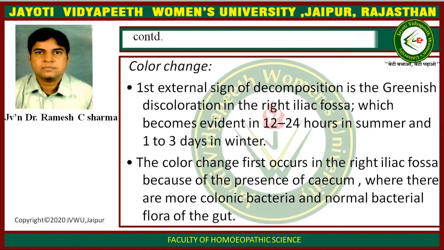Color changes. The first external sign of decomposition is the greenish discoloration in the right iliac fossa, which becomes evident in 12 to 24 hours in summer and 1 to 3 days in winter. The color change first occurs in the right iliac fossa because of the presence of the cecum, where there are more colonic bacteria and normal bacterial flora of the gut.